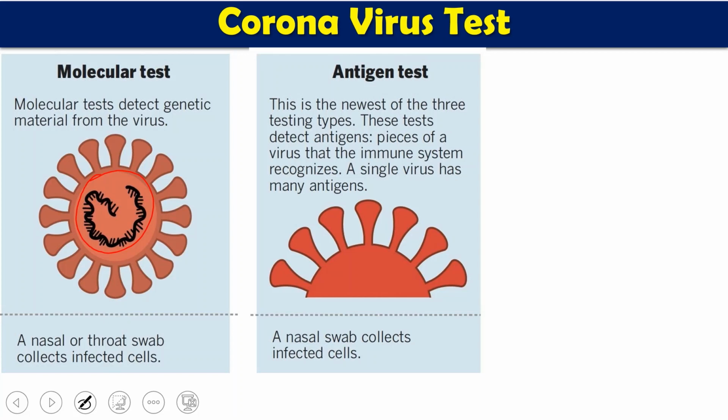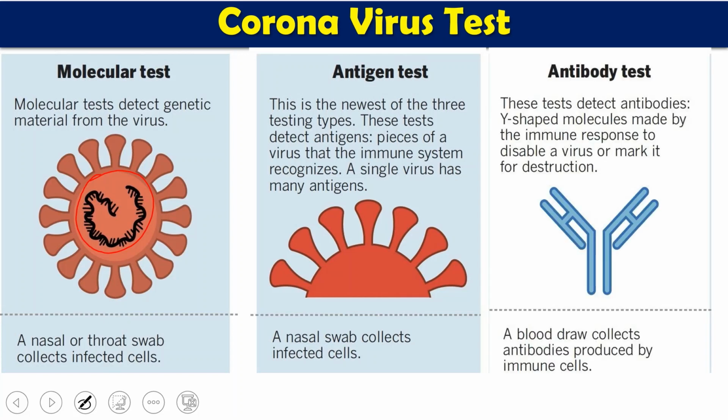We call it an antigen whenever a foreign particle comes into our body, and if that foreign particle has a specific type of protein or structure which activates your immune system, that is called an antigen. The third technique we have is the antibody test. Out of these three, antigen testing is the newest technology.